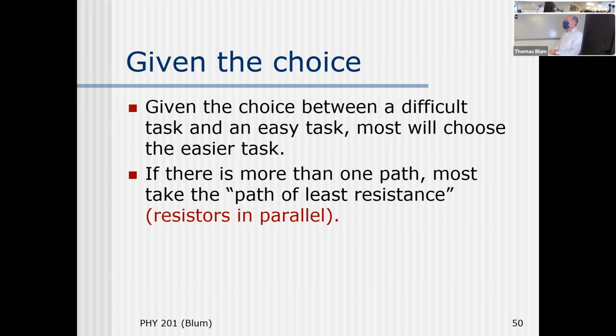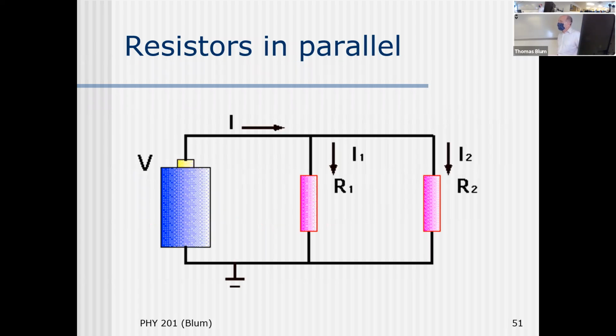All right. Next, we're going to move on to parallel. This is the case where there are sort of multiple paths, where there are choices in the path. And so then there's going to be a difficult task and an easy task. And then, of course, more people will choose to do the easier tasks. So when we have different paths, we expect more people to take the path of least resistance. So we're going to start talking about resistors in parallel. So here is a picture of resistors in parallel.